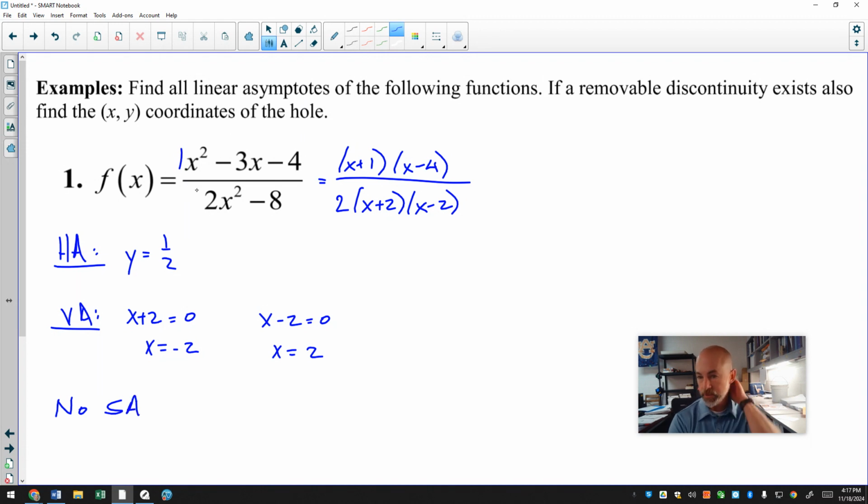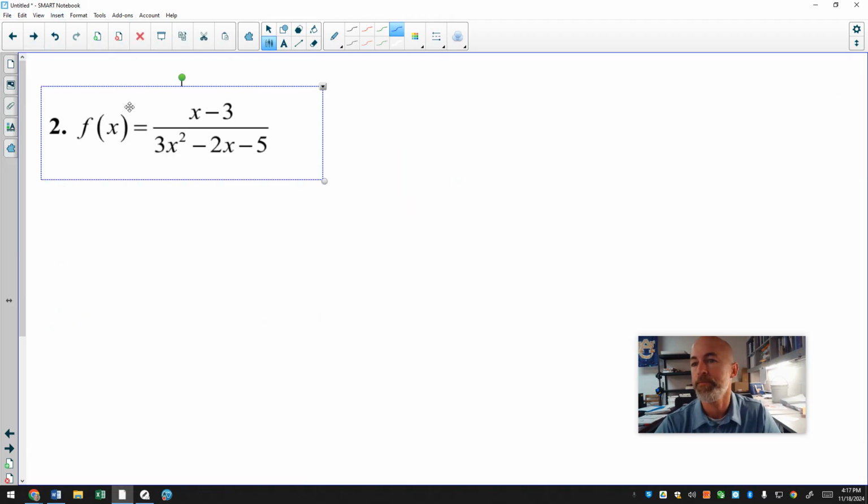The top degree is equal to the bottom degree. We need the top degree to be 1 more. In the world of rational expressions, you'll never have both a horizontal and a slant. It would be one or the other. Sometimes you don't have either one, but you will never have both a horizontal and a slant.